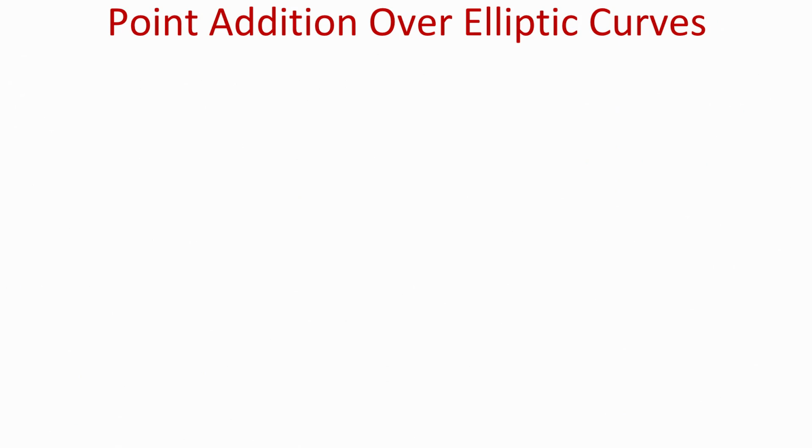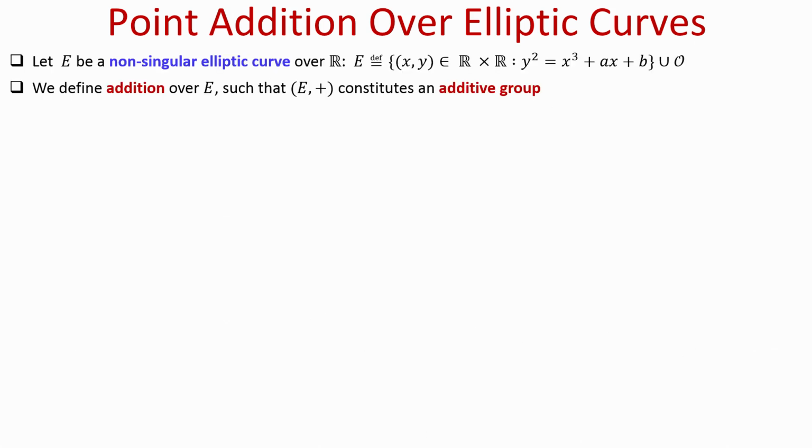Now, what we are going to do here is define a very sophisticated way of performing the addition operation on the points on this elliptic curve. Imagine you are given a non-singular elliptic curve over the real numbers, and we define the addition operation on these points such that it satisfies all our group axioms, namely the closure property, associativity, an identity element, and an additive inverse for every point on the curve, which ensures that this set E along with the plus operation that we are going to define now constitutes an additive group.